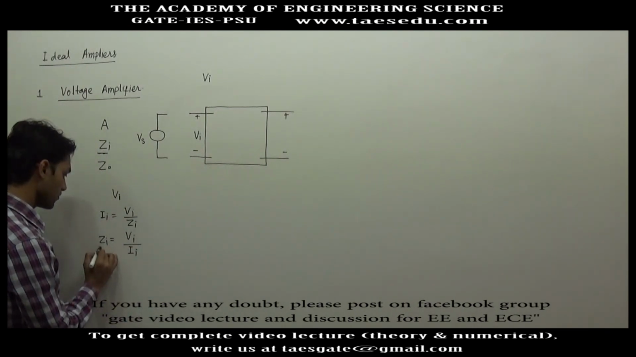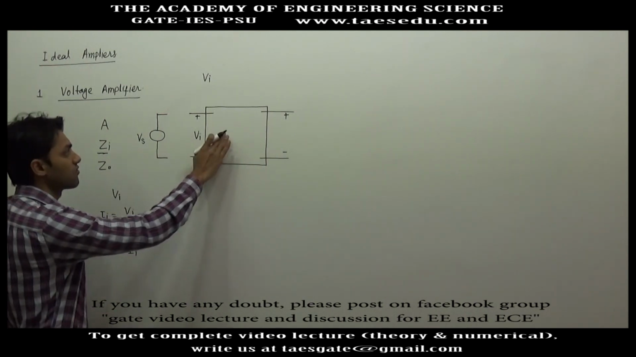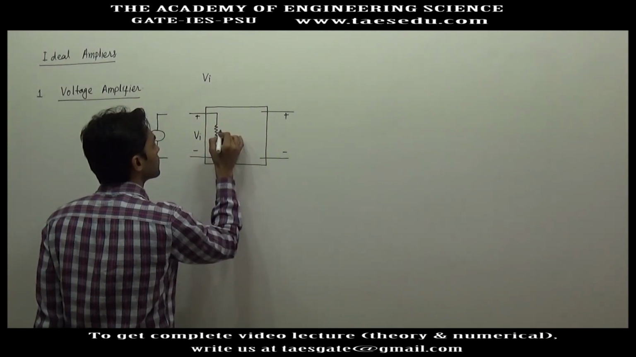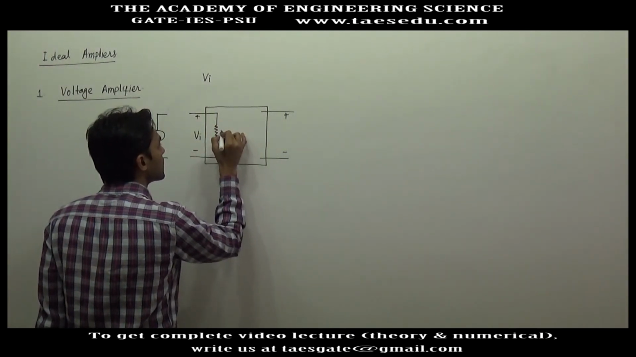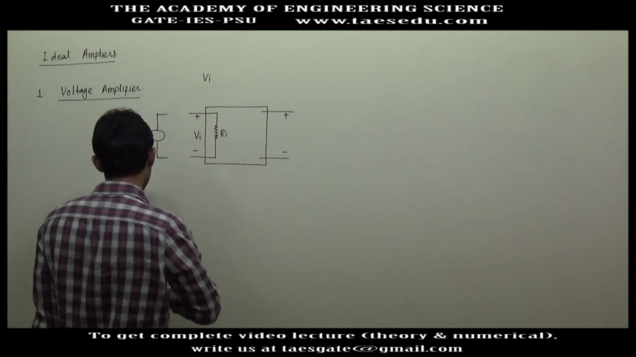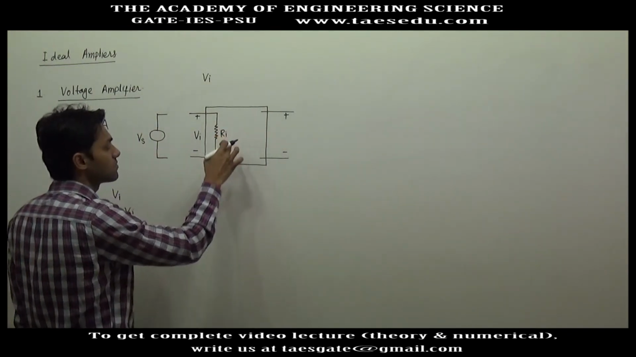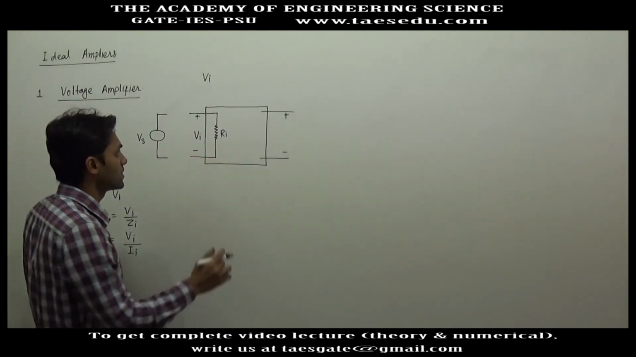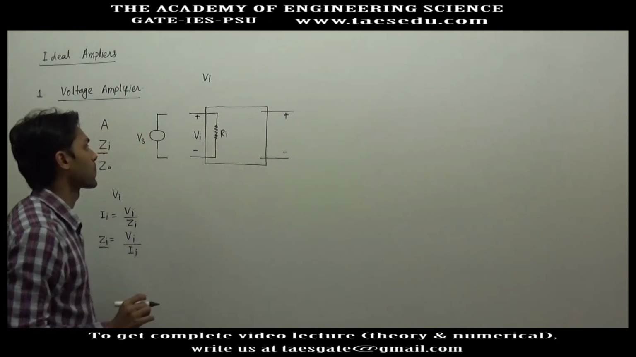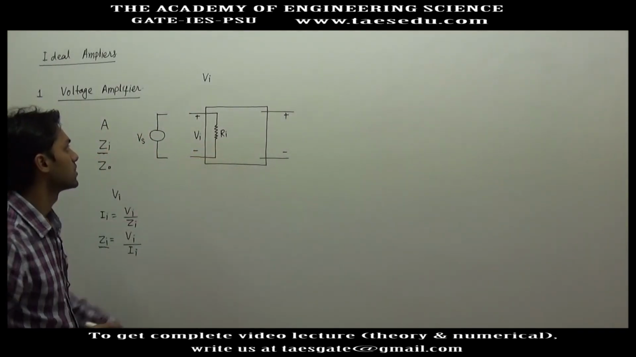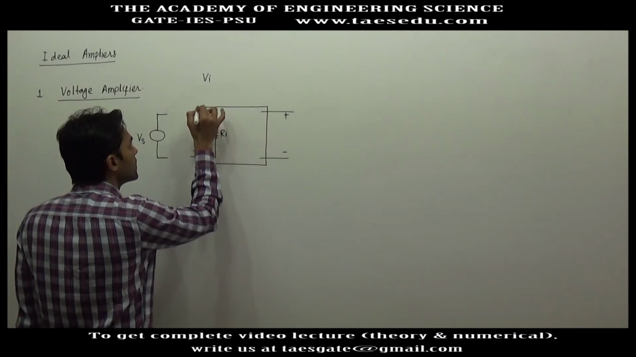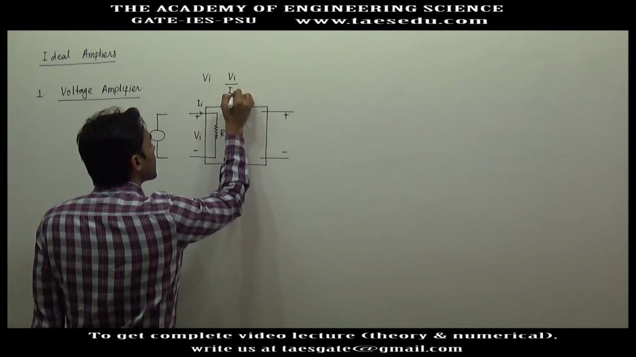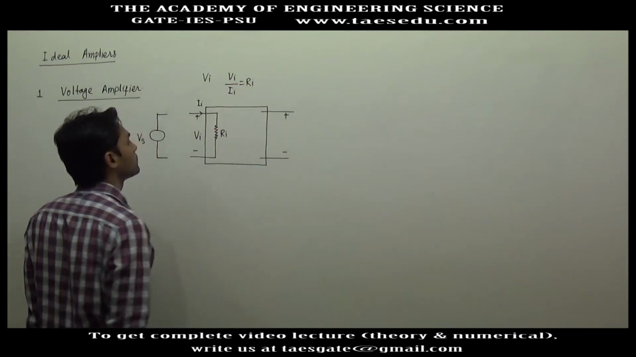So where will Zi be connected in the model of the amplifier? We will connect Zi at the input terminal. Let's say, instead of Zi, this is a resistance. In general, this may be a combination of resistance, inductance or capacitance, but for simplicity I am taking it as resistance only. Now if you connect a resistance here, if the input current is Ii, you will always get Vi divided by Ii equal to Ri.